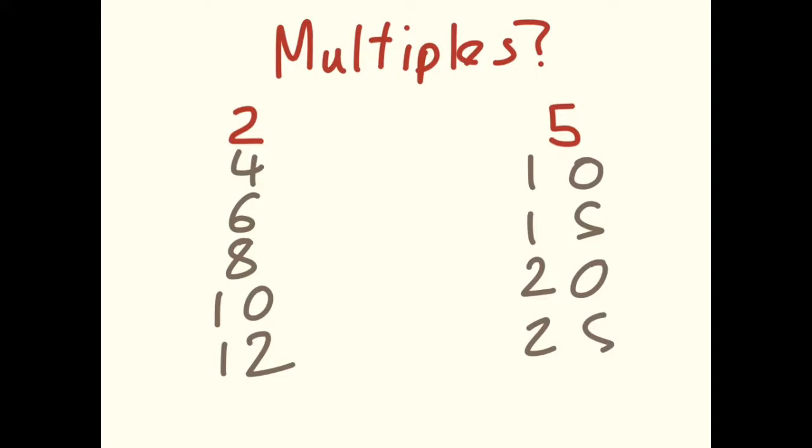Now, when comparing and ordering fractions, it's very important that we look for a common multiple. If we look at the 2 and 5 times tables, we can instantly see common multiples, so multiples that are found in both, include 10, and possibly 20, because that's also in the 2 times table as well.